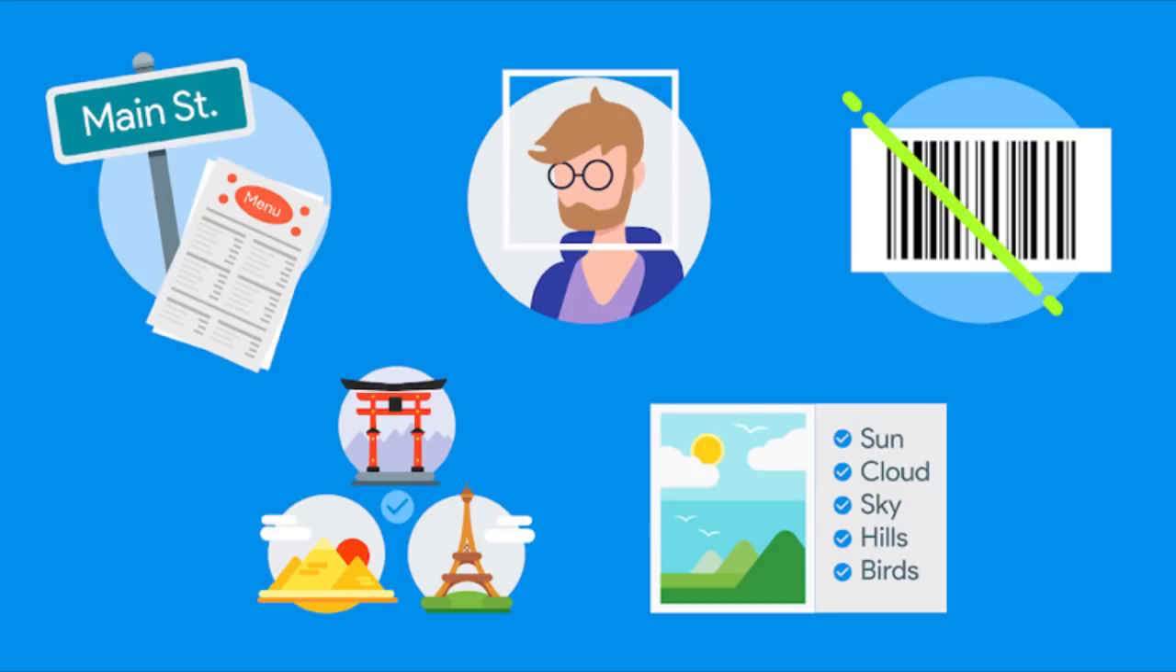Okay, so what is ML Kit? What does it have? There's a bunch of different things that are part of this SDK that you can do. So the first thing is you can do text recognition. That's the first image over there.